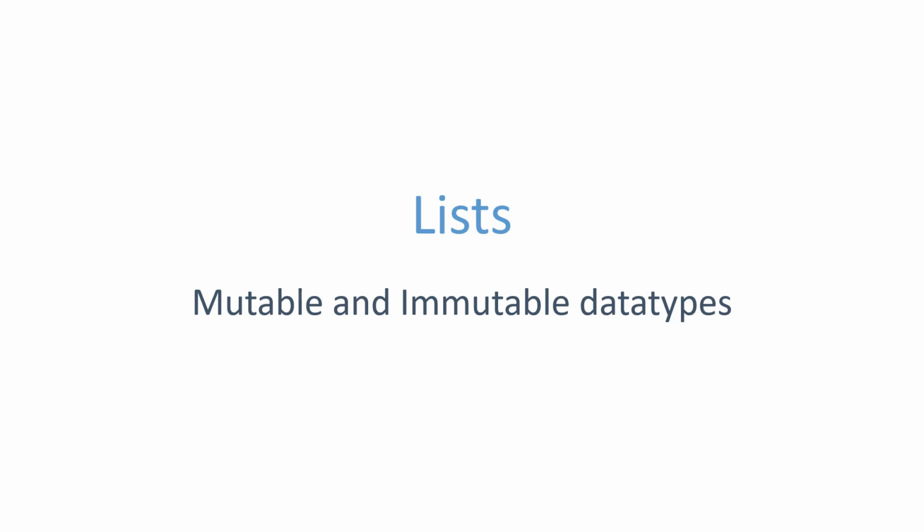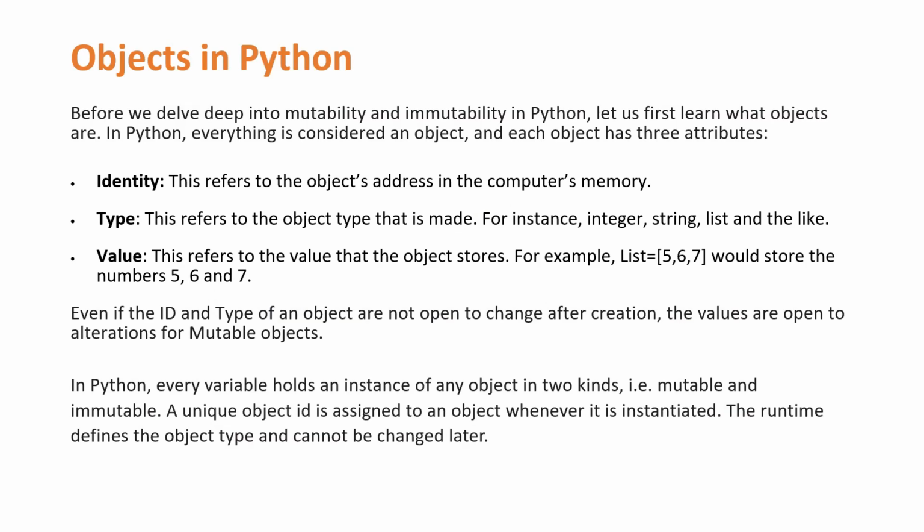Hi guys, in this session I'm going to explain mutable and immutable data types. Before going to understand what is mutable and immutable in data types, at the same time we can say mutable and immutable objects both are similar. Before going to understand what is mutable and immutable, I'm going to explain what is the object.